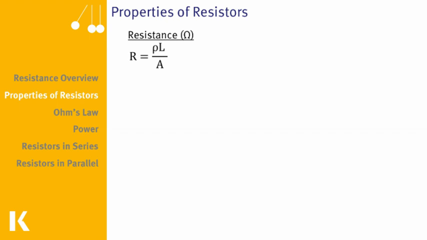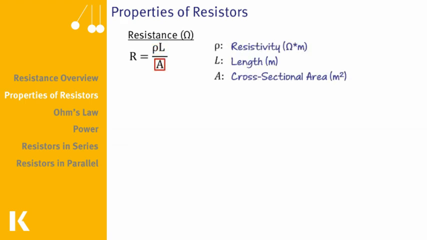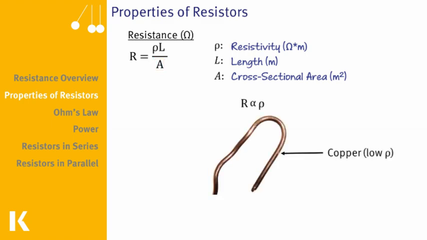Resistance is measured in ohms, and this is the equation for it right here. As we define each variable, resistivity, length, and cross-sectional area, pay attention more to the potential proportionality relationships. You're unlikely to do any calculations with this equation on the MCAT, but you are expected to know how it behaves. For instance, remember copper wires?